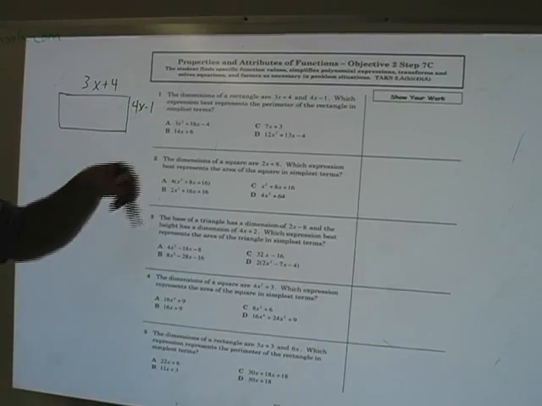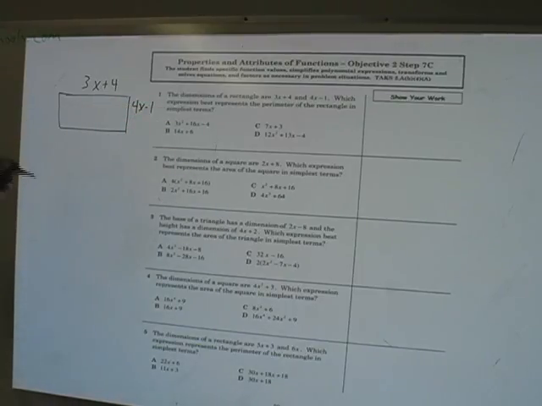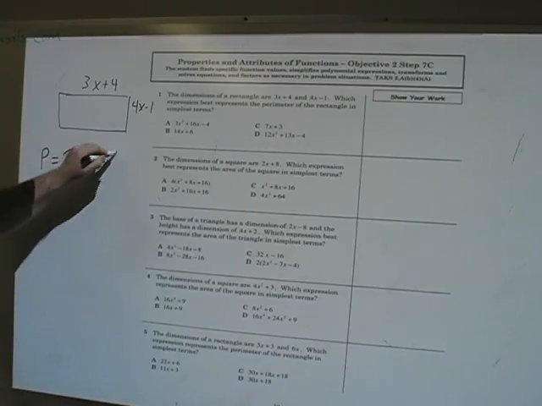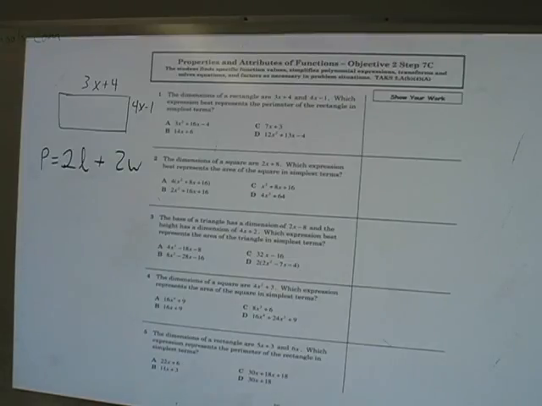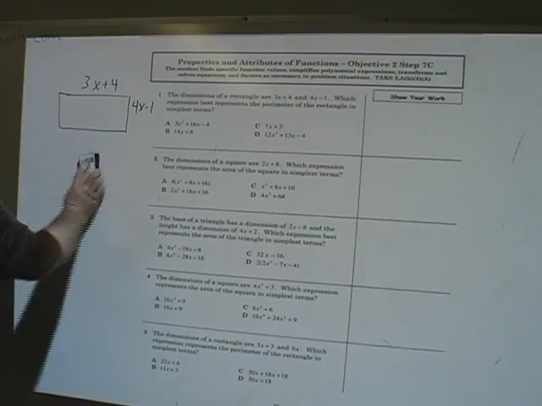Okay? If you remember perimeter, you can use a formula. P equals 2L plus 2W. Or if you know how to find perimeter, you know it's just adding up all 4 sides. So you could just go around the rectangle and add up all 4 sides. Either way. So I think that's what I want to do. I want to just add up the 4 sides.